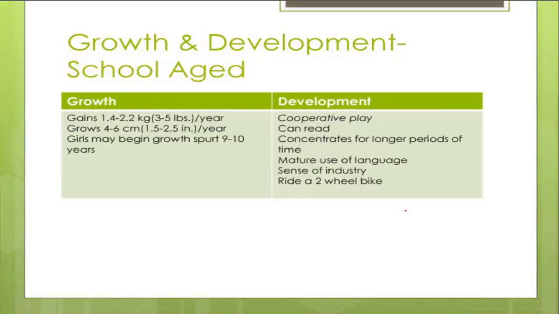And when this person reaches school age, they gain less height and weight than they were doing before. You can see it on your left, and girls may begin a growth spurt from 9 to 10 years. And when we're talking about development, there's cooperative play, and they can read, concentrate for longer periods of time, mature use of language, sense of industry, ride a two-wheel bike. So it's a much more skilled kid, right?